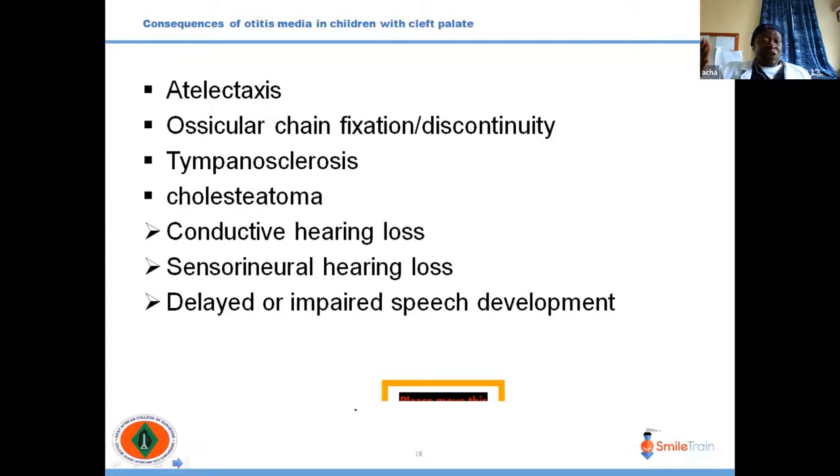The effect of these conditions that I've mentioned is that they cause conductive hearing loss, and it can cause as much as 30 to 60 decibel conductive hearing loss if it is not properly managed. And we know if this conductive hearing loss is not properly managed in a child, particularly between the ages of 3 to 6, then the child cannot learn speech well, because children learn how to speak by hearing us speak. So if the child is not hearing well, the child cannot speak well.